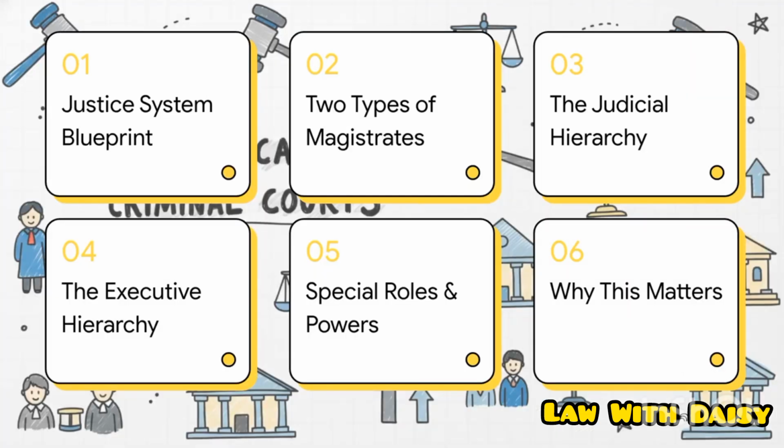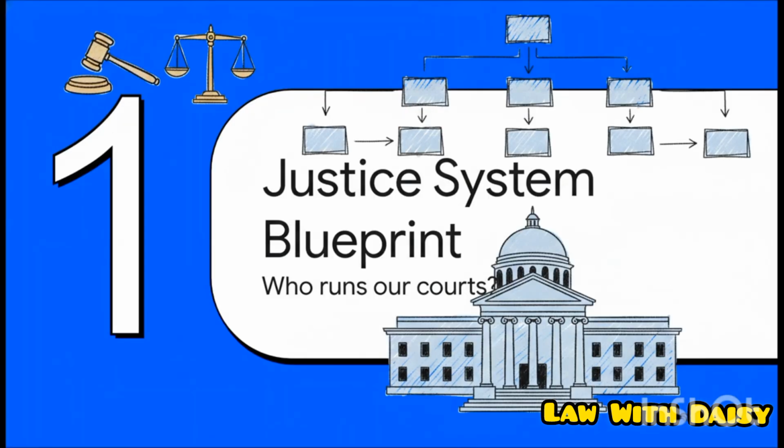So, here's our game plan. First, we'll look at the basic blueprint of the justice system. Then, we'll get into the two very different kinds of magistrates. After that, we'll trace the chain of command for both the judicial and the executive sides, check out some special roles, and wrap it all up by asking why this whole structure matters in the first place. All right, let's jump right in.